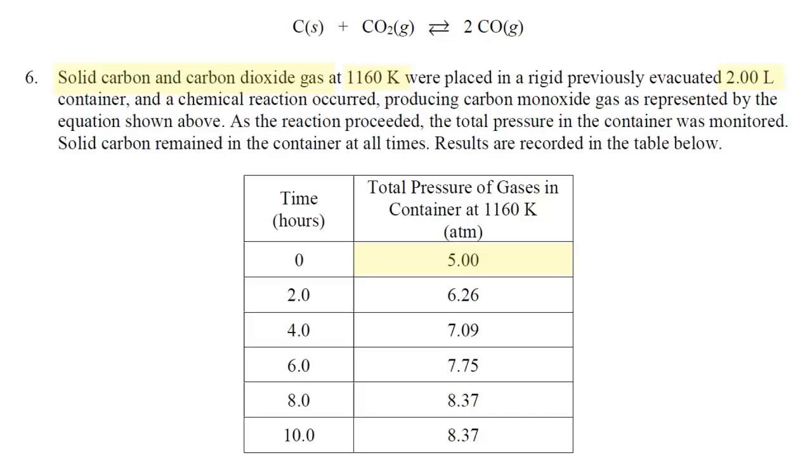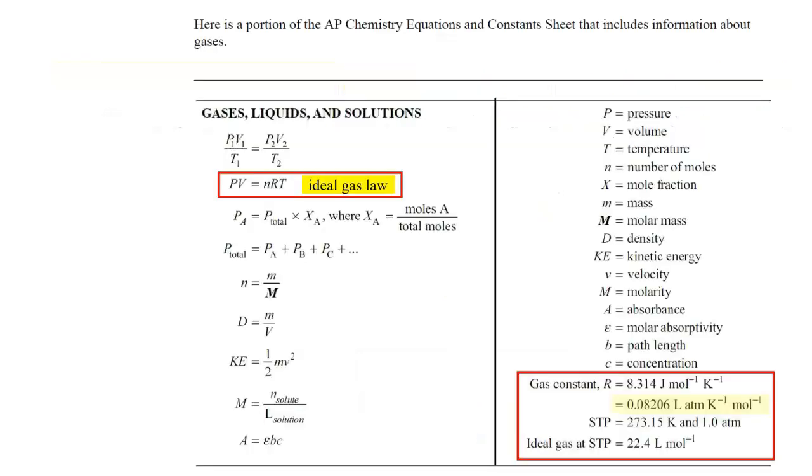Now, if you were thinking, can we use the ideal gas law to calculate the number of moles of carbon dioxide gas? The answer is yes, we absolutely can do that. What you are looking at here is a portion of the AP Chemistry Equations and Constants sheet. This is the section entitled Gases, Liquids, and Solutions.